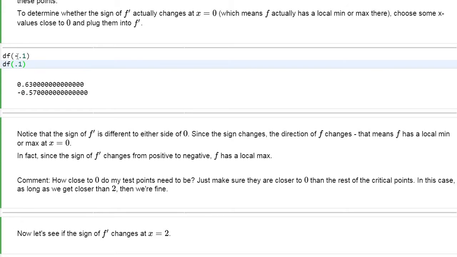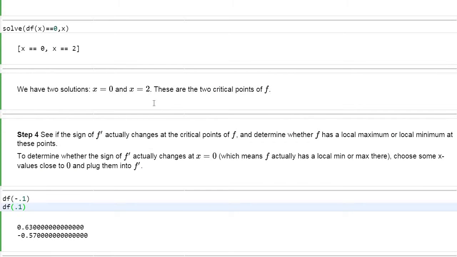Now I said I want to choose something to the left and right of 0 that's relatively close by. How close does it need to be? It doesn't have to be really close. The only condition is that you can't go past any of the other critical points. The other critical point is 2. When I choose something to the right of 0, I have to make sure I don't go to 2 or beyond. I can't choose 3 or 10. 2 is my boundary. I can choose 1, I can choose 1.9. It doesn't matter. Anything between 0 and 2, as long as you don't go past 2.